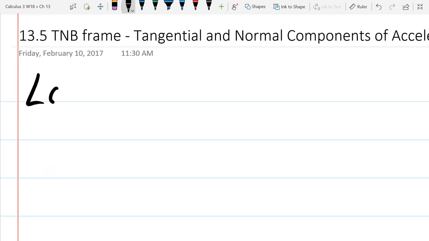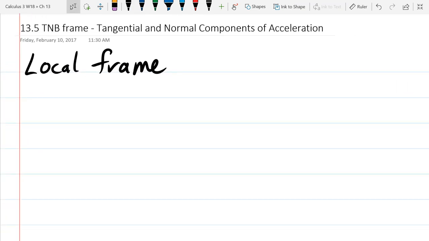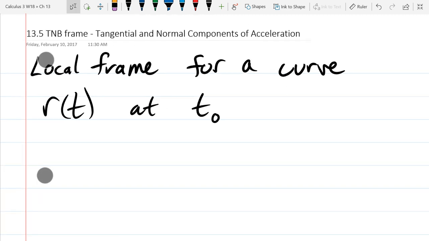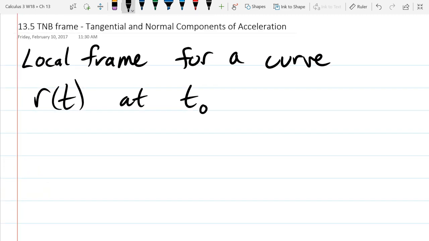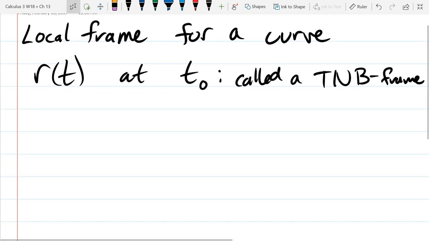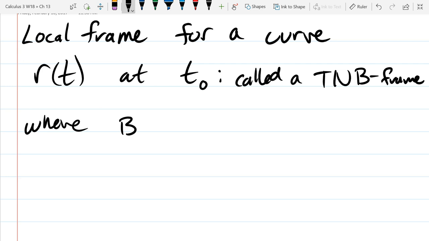So this is what we call a local frame. It's a local frame for a curve, of course, r of t at some value. We'll just use t0. It's going to be called a TNB frame. So the t and the n you're used to, b is just going to be the cross product of the two. Make sure the order is right.